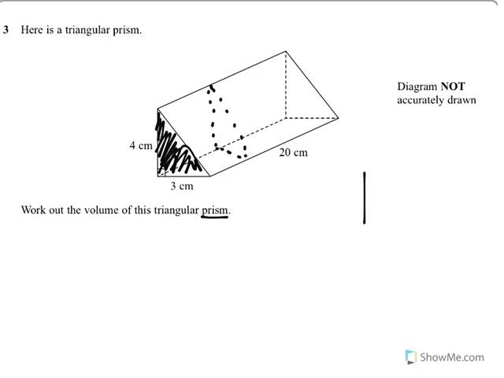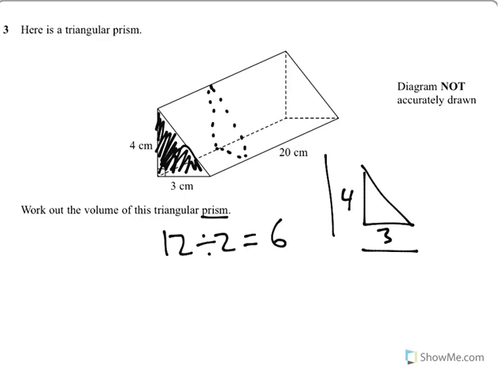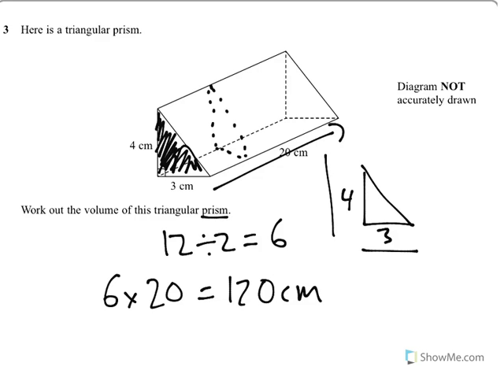Now the area of a 4 by 3 triangle is going to be the base times the height and then divided by 2. So it's going to be 12 divided by 2, which is 6, and then we're going to multiply that by the length. So it's 6 times 20, which is 120 centimeters cubed. Do not forget your units.